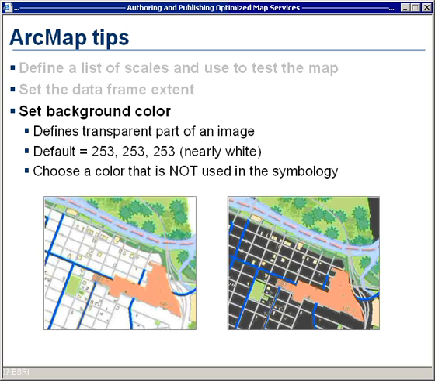Next, I want to tell you a bit about setting the background color. This is an important setting for map documents that will be used in cache map services, since it defines the transparent part of the image. So if you're going to be working with several services together, some of them might need to be transparent.